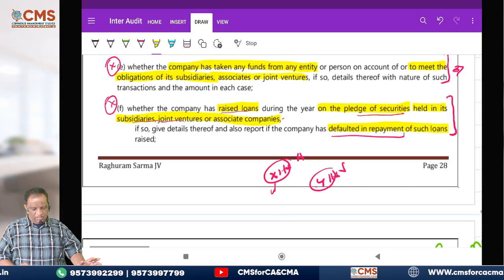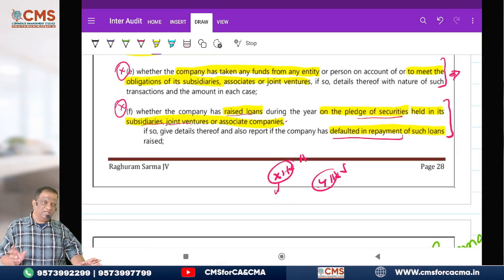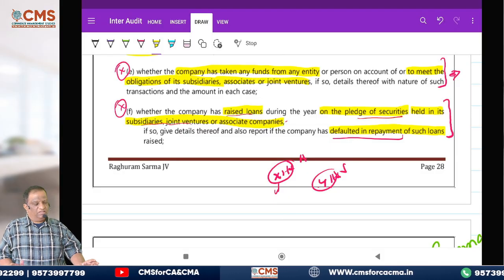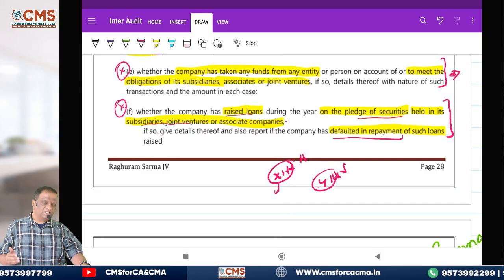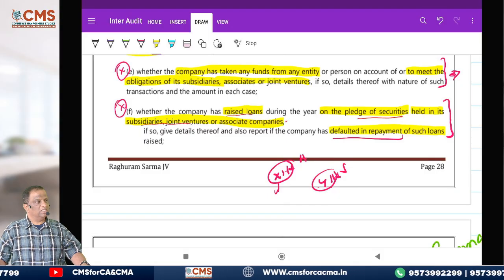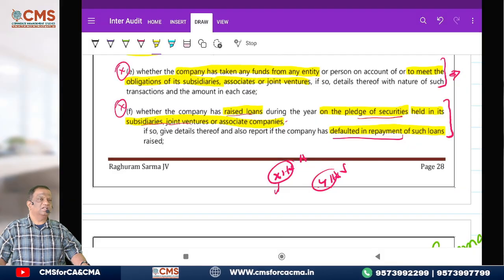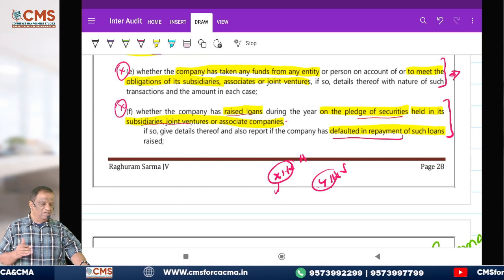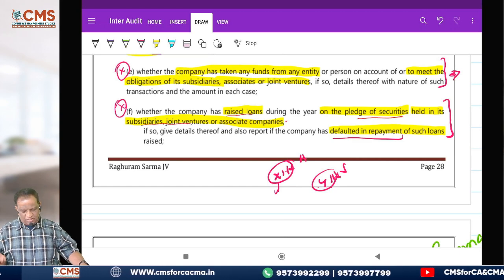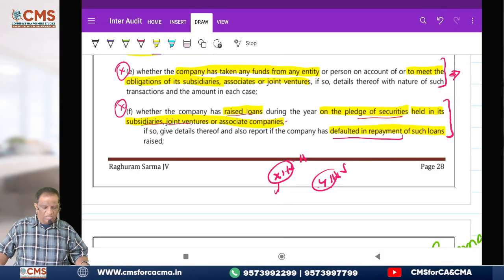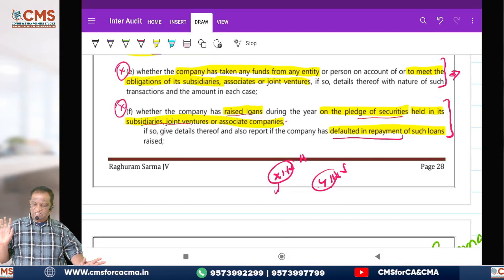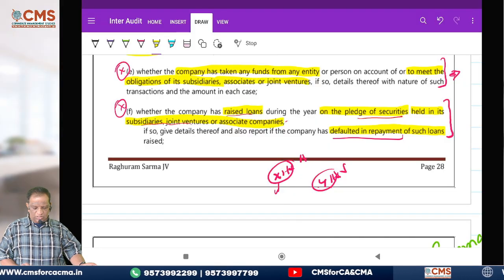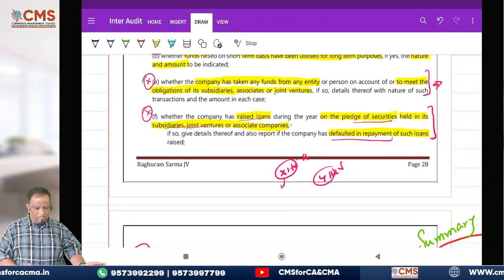Then the F point is the other way around. Talking about E and F: in the E point, your company is in a generous mode, that is, the company has taken loans to meet the obligations of subsidiaries. But in the F point, the company is taking a little advantage of its subsidiaries. This company, your client, has taken a loan by keeping as pledge the securities of its subsidiaries and joint ventures. What will happen if you don't pay the loan? Then the subsidiaries' investments will be frozen and the bank will sell them, so they will become bankrupt. Those are these two scenarios, but in all this, the auditor will make a disclosure.